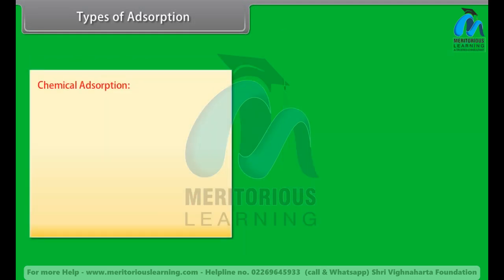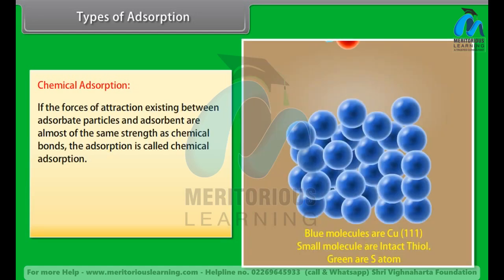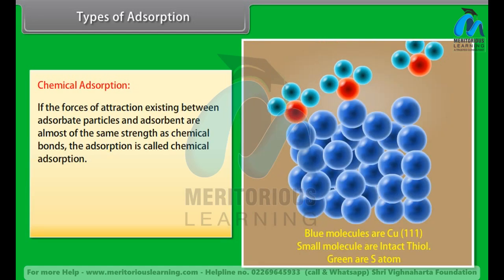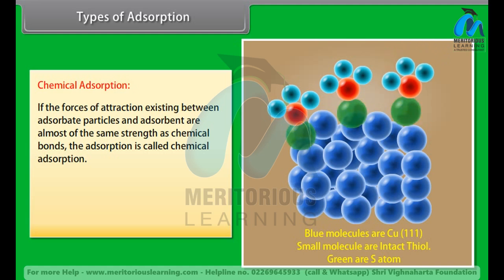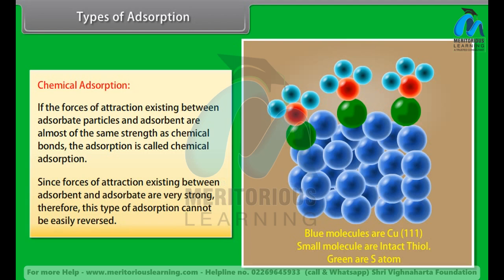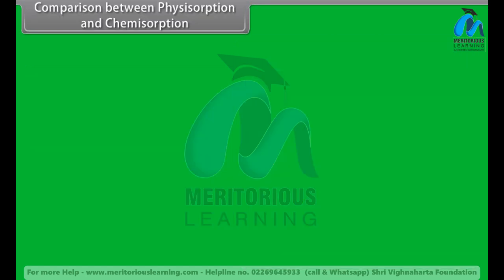Chemical adsorption. If the forces of attraction existing between adsorbate particles and adsorbent are almost of the same strength as chemical bonds, the adsorption is called chemical adsorption. Since forces of attraction existing between adsorbent and adsorbate are very strong, this type of adsorption cannot be easily reversed. Comparison between Physisorption and Chemisorption.